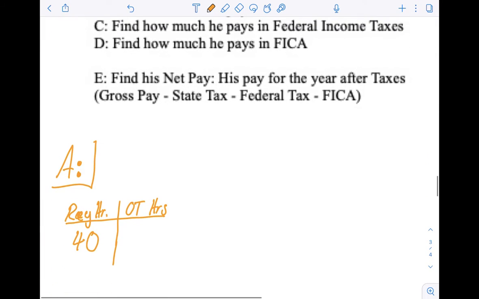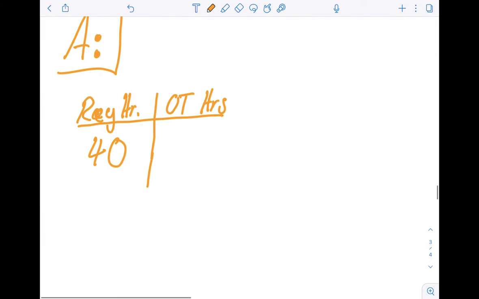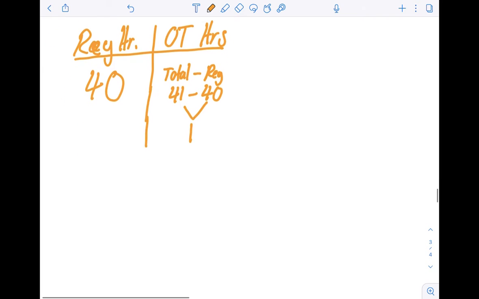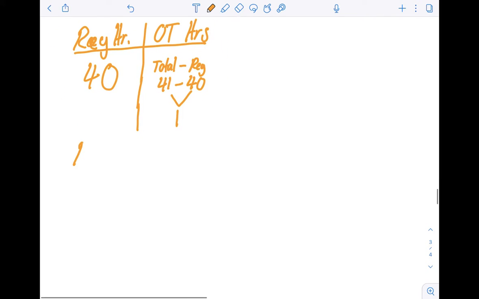Now, he worked a total of 41 hours. So what we do is we take the total hours minus regular to find the overtime. So the total was 41 minus the regular is 40. Well, that'll give me 1 hour. So 40 regular hours and 1 overtime hour. Okay. Now we need to find regular pay and overtime pay.